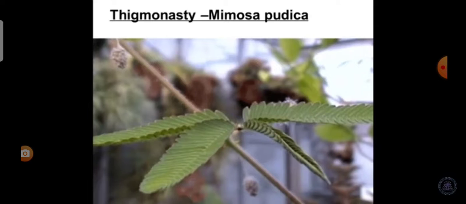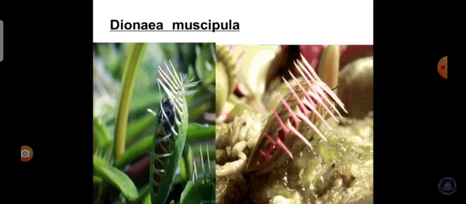Next one is thigmonasty. What is thigmonasty? Movement of a part of a plant in response to touch is known as thigmonasty. For example, Mimosa pudica folds its leaves and droops when touched. It is also known as seismonasty. Dionaea muscipula, the Venus flytrap, presents a spectacular example of thigmonasty. It exhibits one of the fastest known nastic movements.